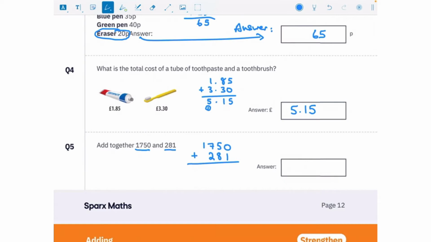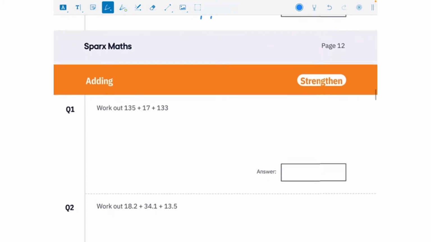0 add 1 is 1. 5 add 8 is 13, so 3, carry the 1. 7 add 2 is 9, add the extra 1 is 10, so 0 carry the 1, and 1 add 1 is 2, so 2,031.